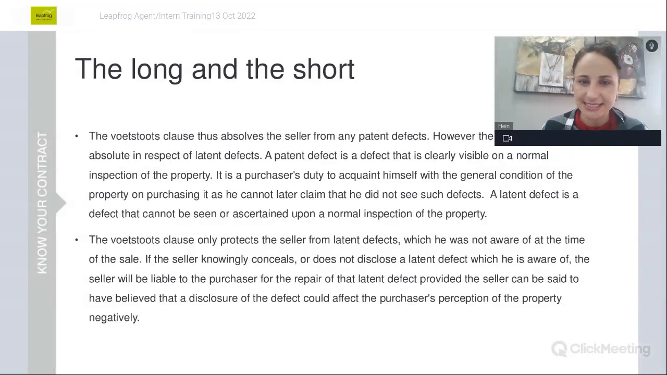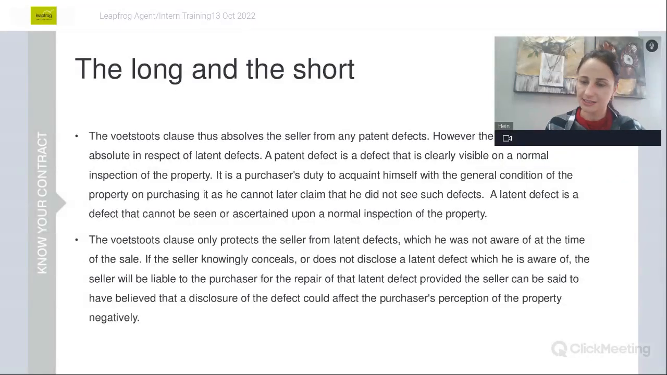Okay, coming back to patent and latent defects. Patent defects, like we said, that's your broken window. That's the crack in the wall that everybody can see, or the bubbling wall with water damage. It's visible. The courts have a rule that they say, buyer beware, caveat emptor, which really says, Mr. or Mrs. Buyer, when you inspect or view a property, you need to make sure that you are properly inspecting this property and know what you are buying, because if there's a Voetstoots clause in the contract, your seller is completely protected.